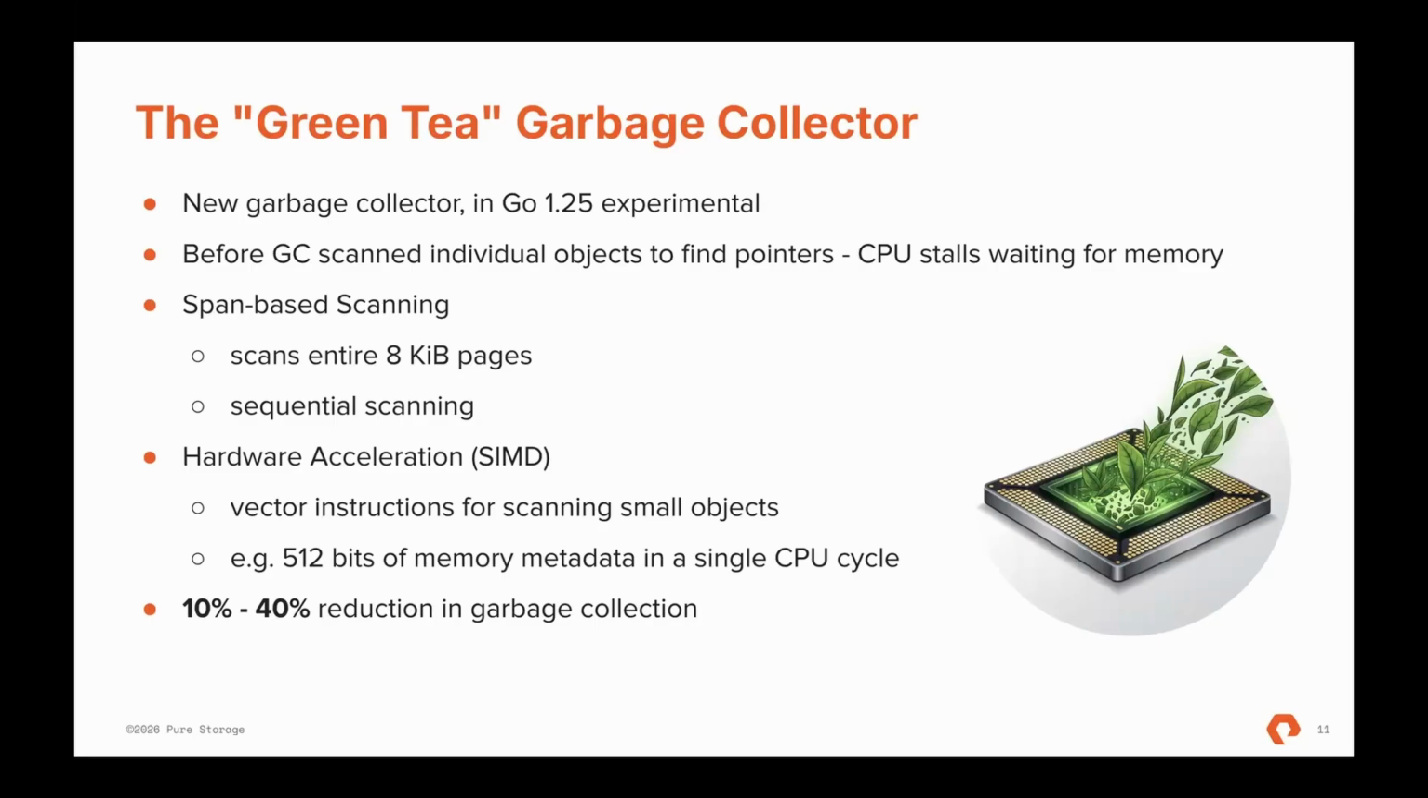Also, we leverage the hardware support, so we use SIMD instructions on the processor. These are vector instructions that can scale for small objects, and we can get in one instruction up to 512 bits of memory in one go. And all these smaller improvements lead to a reduction in garbage collection times of up to 10 to 40%, which is quite significant. So this is now not experimental, enabled by default, and makes things faster.